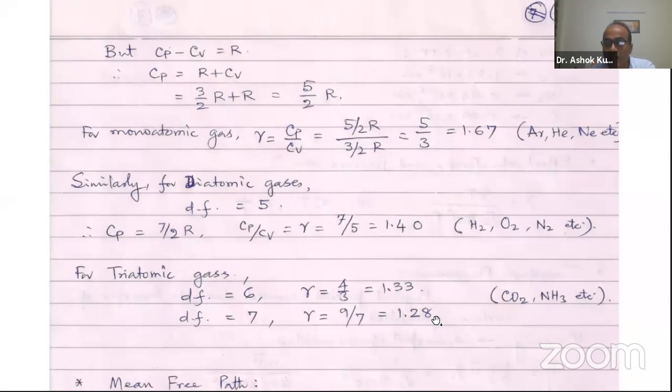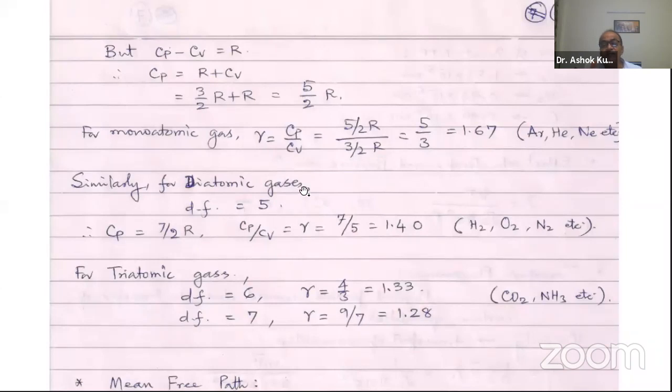Now, the interesting thing is that the theoretically calculated values of gamma for monoatomic, diatomic, and triatomic gases are very close and in very good agreement with the experimental value, because there is a Dulong method of calorimetry by which the gamma value is measured. Long back, earlier in MSc, this experiment was there to find out the specific heat ratio for monoatomic and diatomic gases. Now it is not there.